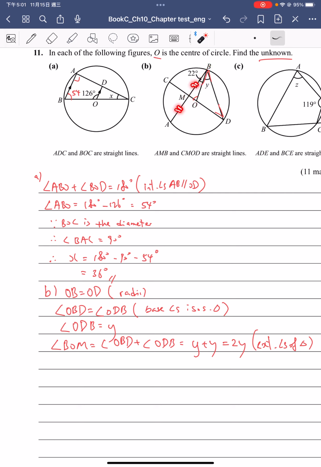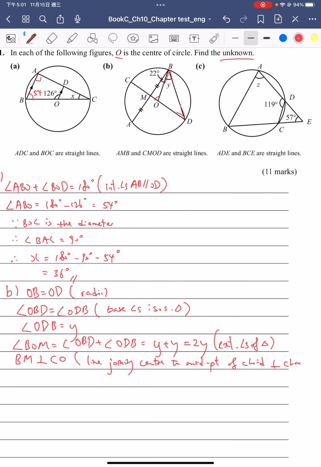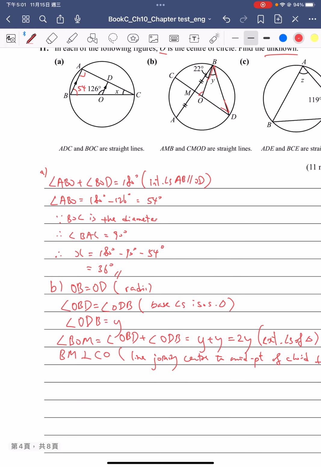Then we can say the angle BMO is 90 degrees because it bisects this chord. So we can say BM is actually perpendicular to CO by using the line joining the center to the midpoint of the chord. It's going to be perpendicular to the chord. So that's a long theory. So now we have this is equal to 90 degrees, so we can say the angle BMO is equal to 90 degrees.